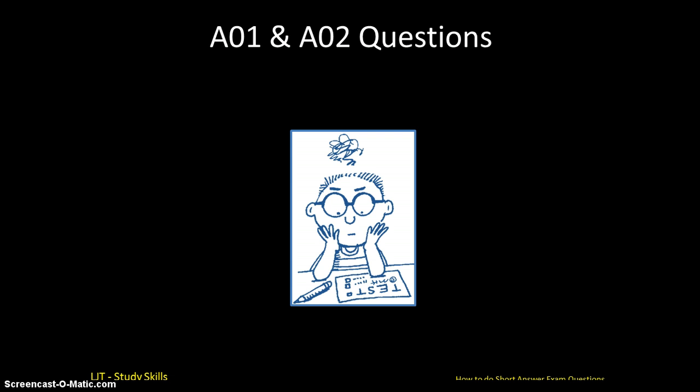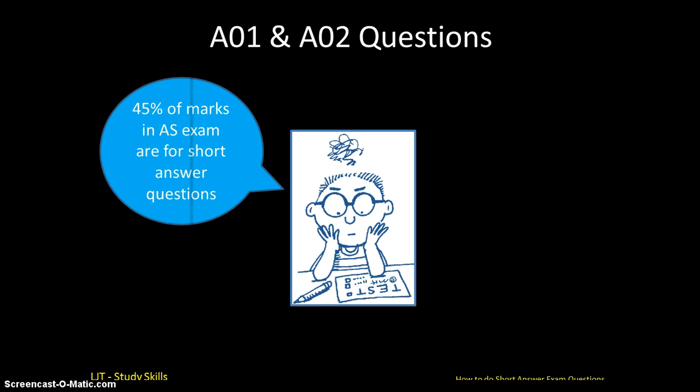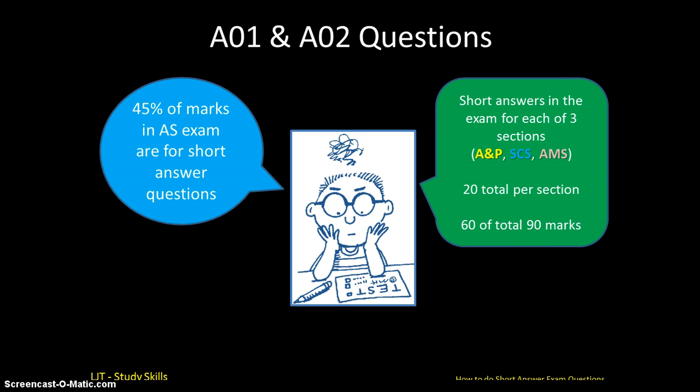So, short answer questions now. These might be what we call AO1 or AO2 questions, and these questions actually make up a decent proportion of your AS exam, so of your whole exam grade. 45% of the marks that you can get are from these short answer questions. And the short answer questions will come from all of the three sections that make up your course: anatomy and physiology, sociocultural, and acquiring movement skills.